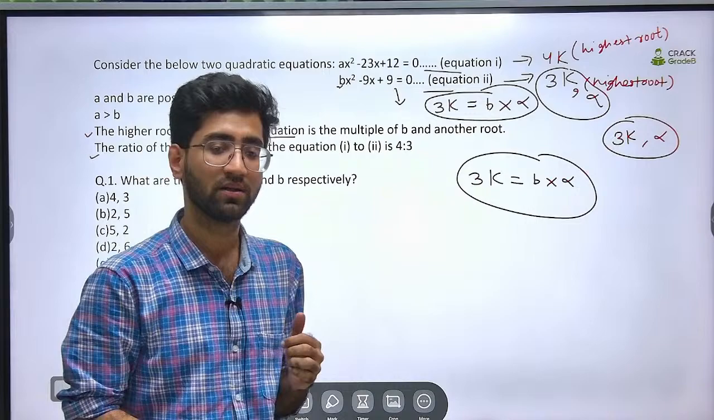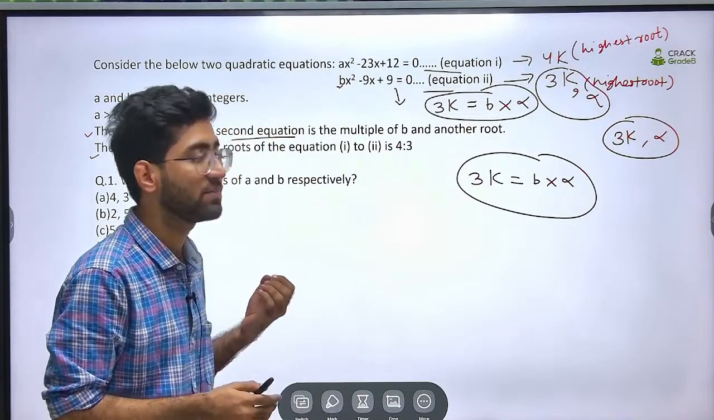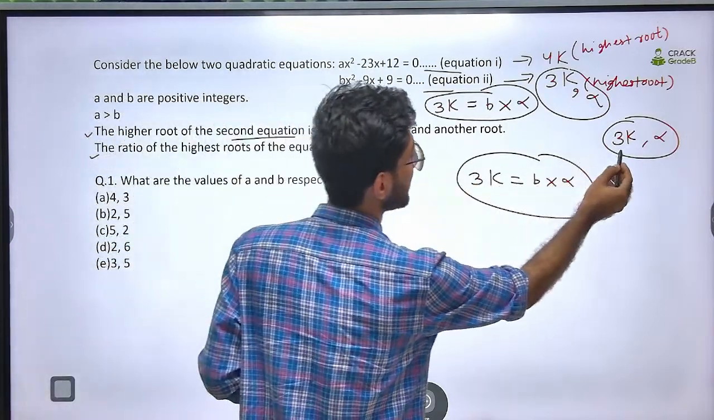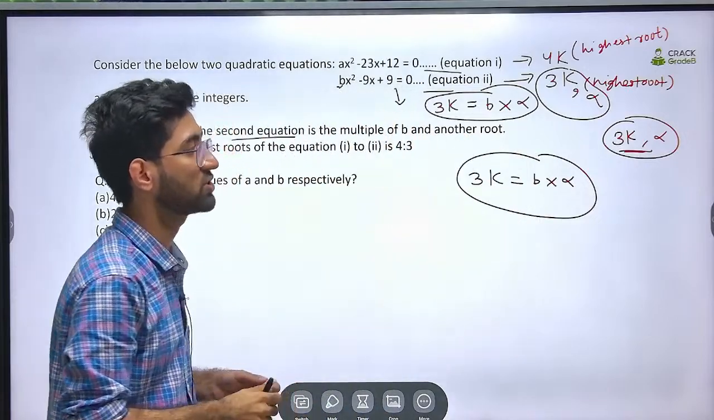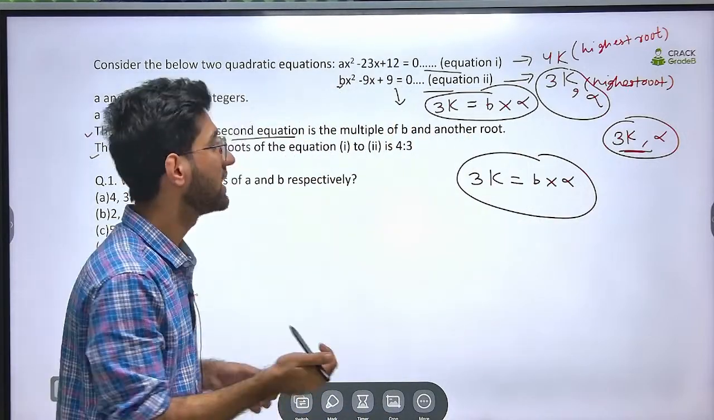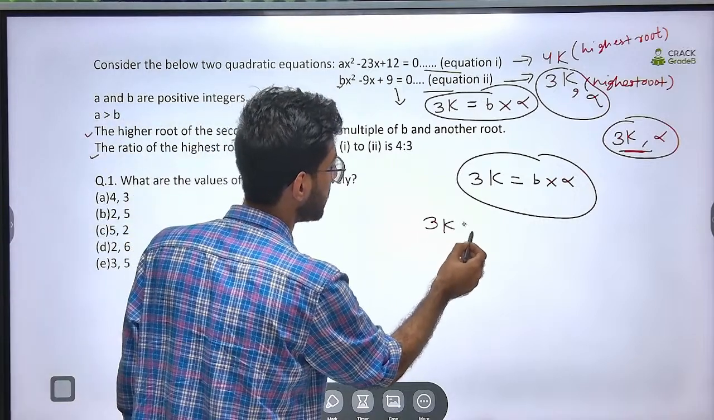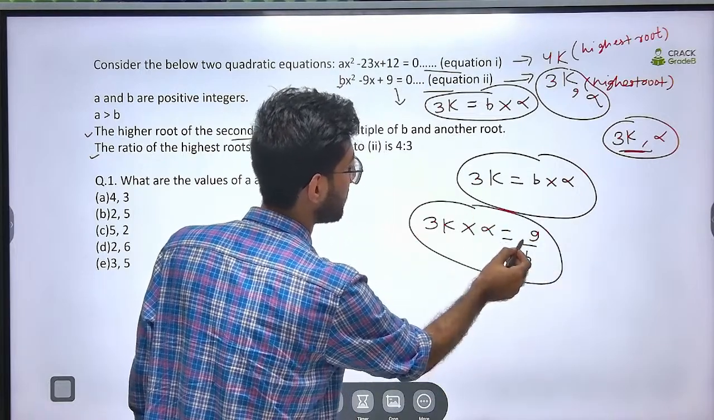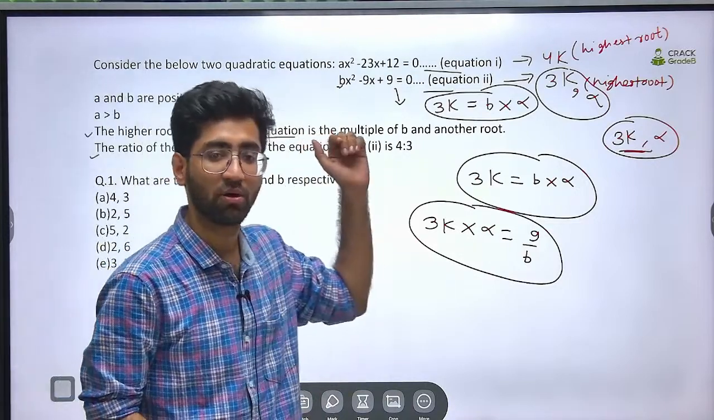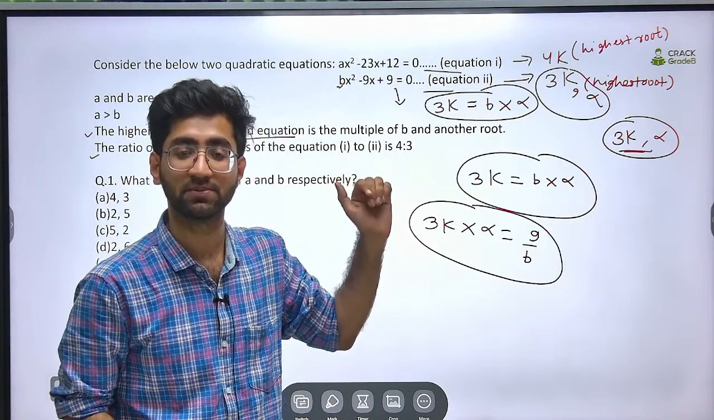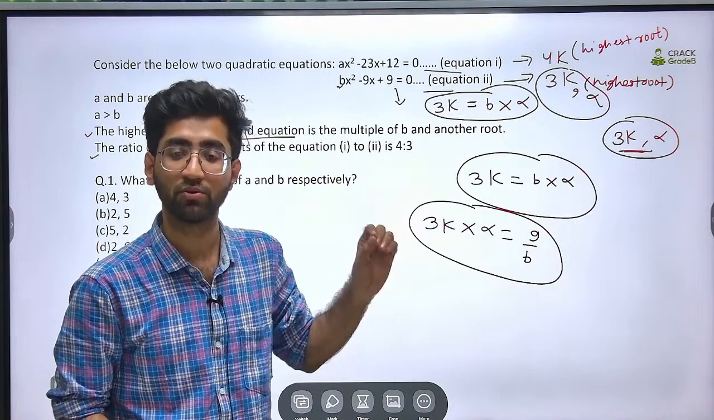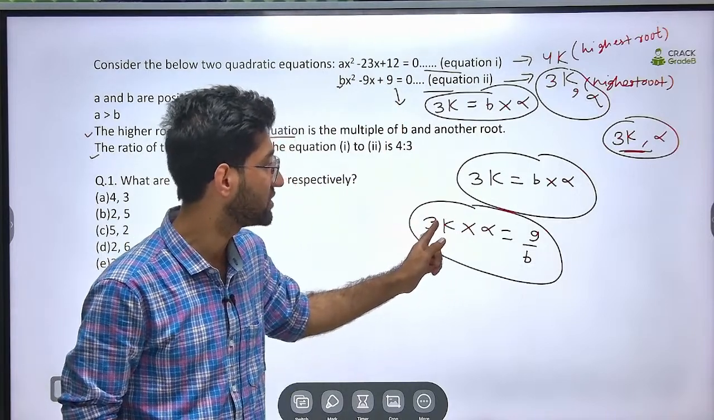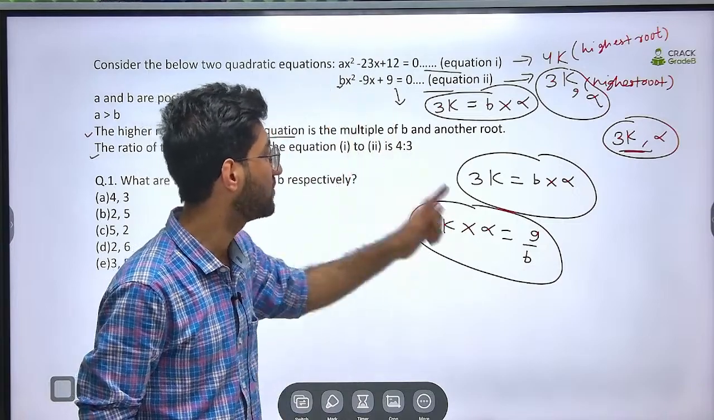Now try to recall the concept of multiplication of roots. If you know that 3k and alpha are the roots of equation 2, can you say that 3k into alpha is equal to 9 by b? Try to recall the formula for ax square plus bx plus c equal to 0, where the product of roots is equal to c by a. So in this question, the product of roots, 3k into alpha, where 3k is one root and alpha is another root, we can say is 9 by b, right?